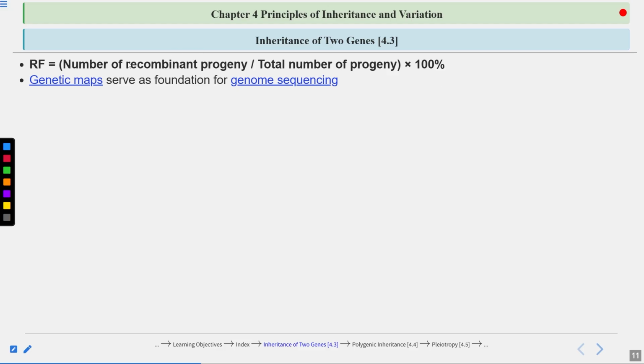Now, the third point: we use recombination frequency to create genetic maps. Why are genetic maps made? Genetic maps serve as the foundation for genome sequencing as well. A genetic map means mapping of the genes on the chromosomes, or in simple words, the location of a gene on the chromosome and how far a gene is located from another gene. So this can be used for genome sequencing.